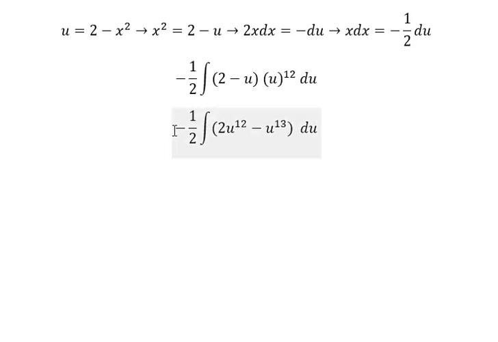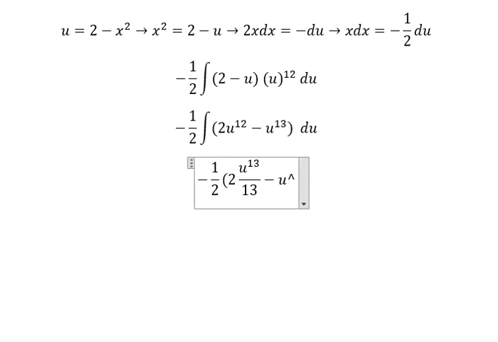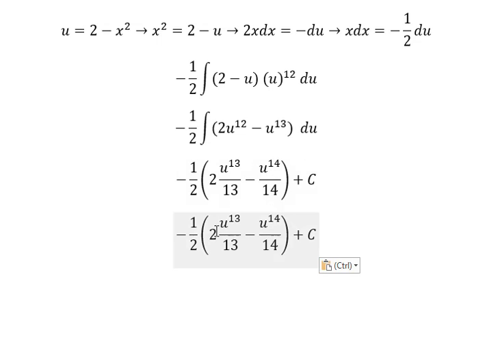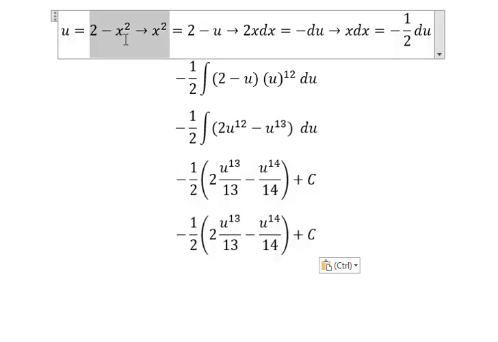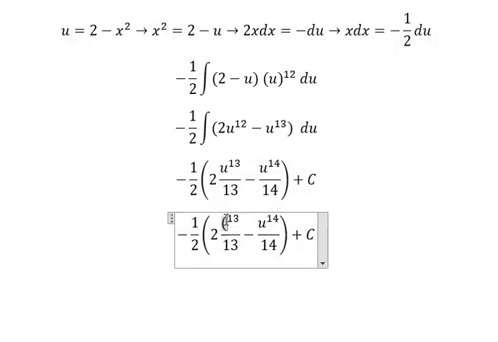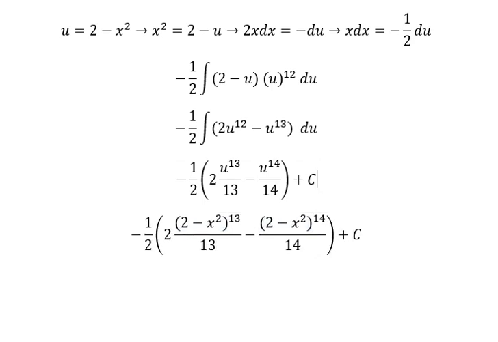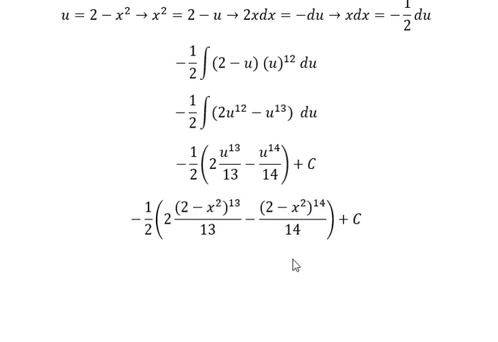Now, we have the final answer. The integration of this one, we have u to the power of 13 over 13. The next one is u to the power of 14 over 14. And we put plus c. About u, that is 2 minus s squared. And this is the final answer.